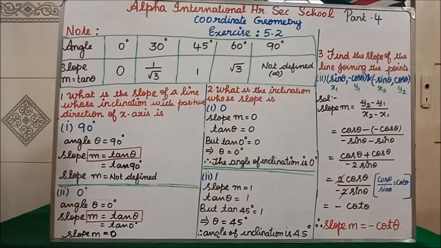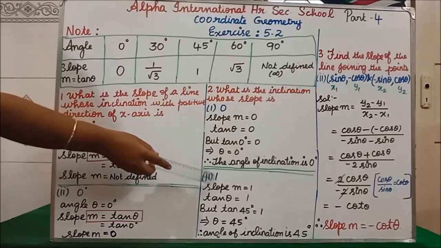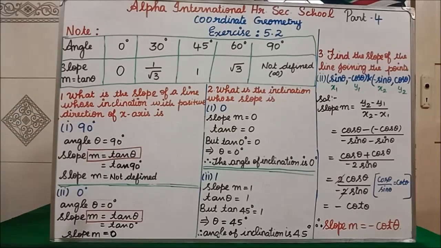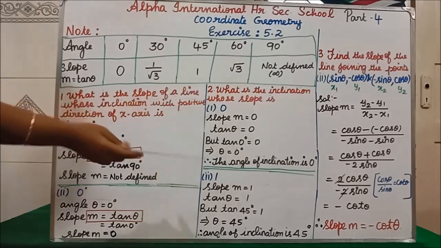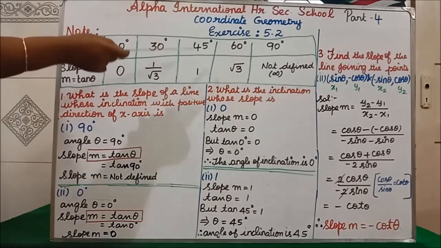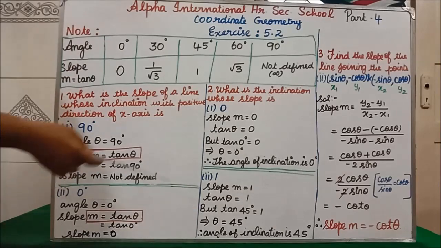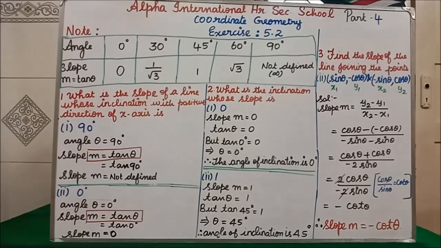Clear, all of you? Now we will see the second subdivision. They have given the slope m is equal to 1, and we have to find the angle of inclination. Immediately tell what is the answer for the second subdivision. Slope 1 means what degree are you getting? 45 degree. So immediately you can write 45 degree.